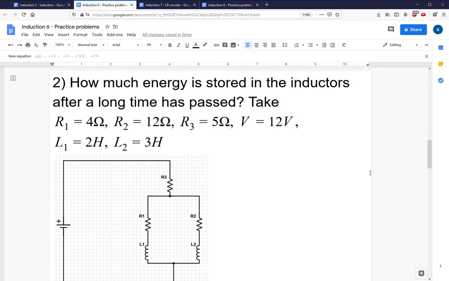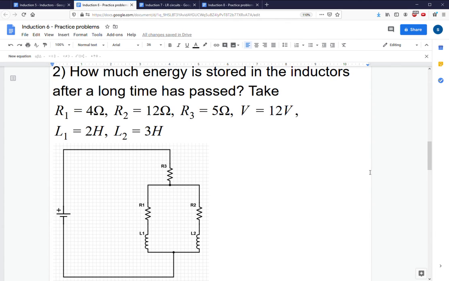Question number 2. How much energy is stored in the inductors after a long time has passed? Take R1 is equal to 4 ohms, R2 is equal to 12 ohms, R3 is equal to 5 ohms, V is equal to 12 volts, L1 is equal to 2 henries, and L2 is equal to 3 henries. Please pause the video and attempt the problem.